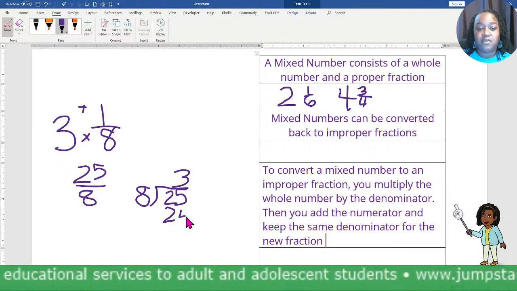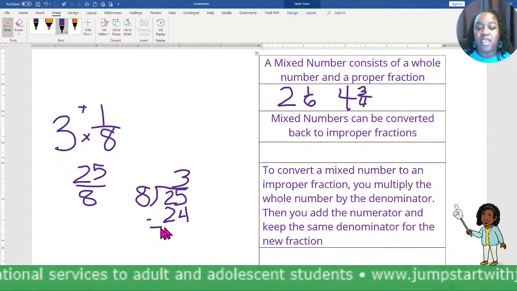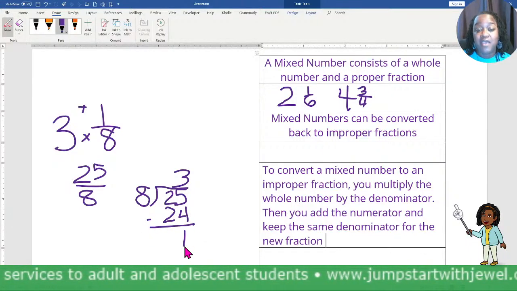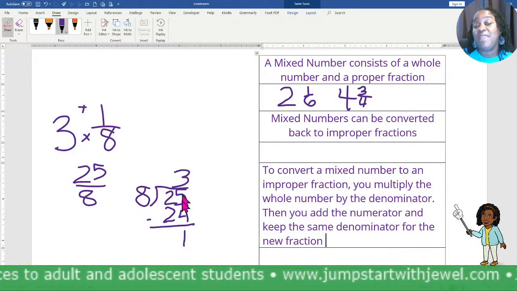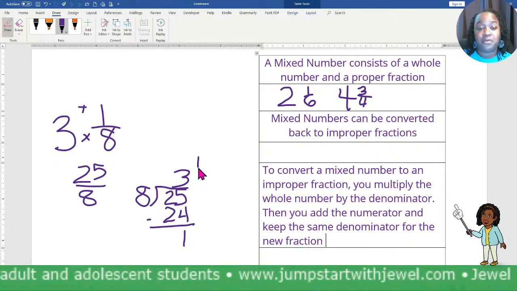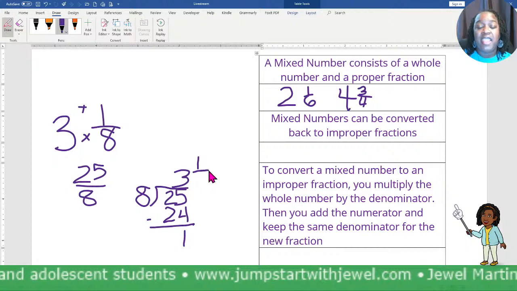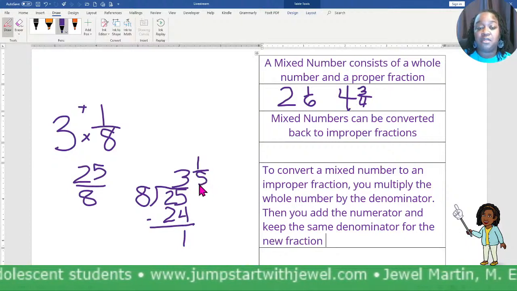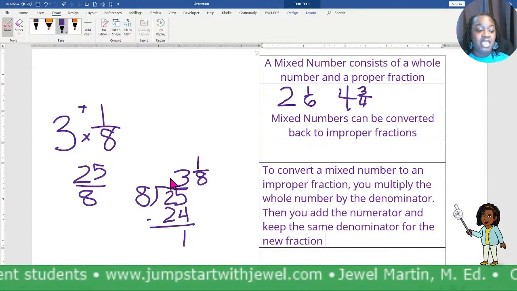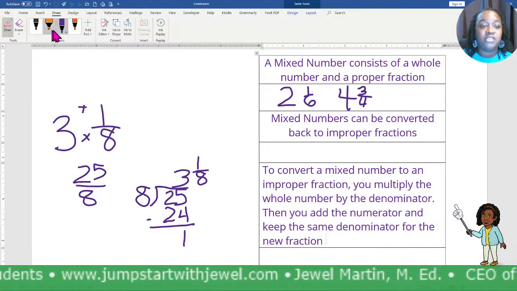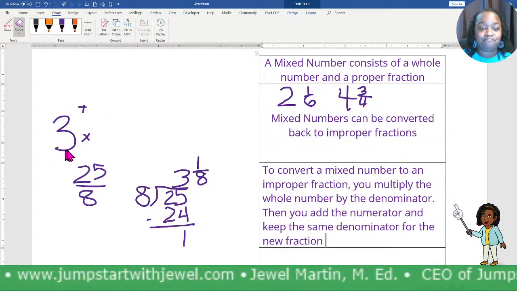Put 24 here. We subtract. We've got a 1 left. And instead of 1 being our remainder, our 1 is our numerator, and our 8 is our denominator. So there we have again 3 and 1/8. We've converted it back. So this will be our last one.